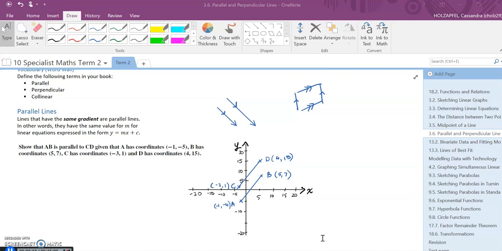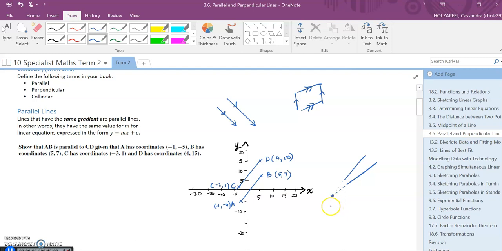If the gradients were even slightly different, so if I had a gradient like this, and then let's say I had a gradient like this, very subtle difference, but eventually you can see if you were to go back far enough in the line's history, there would be a point where the lines would actually cross. So if they have the same gradient, they're going to be parallel. If they don't, they're not going to be parallel.